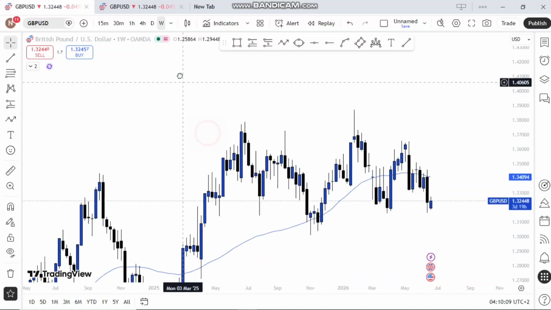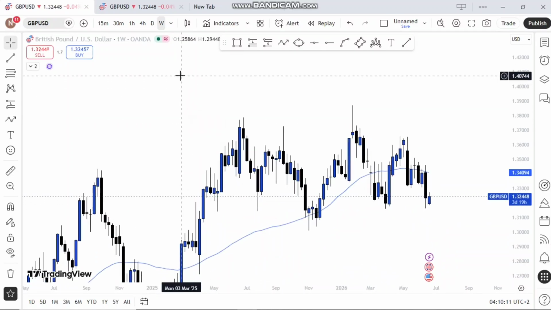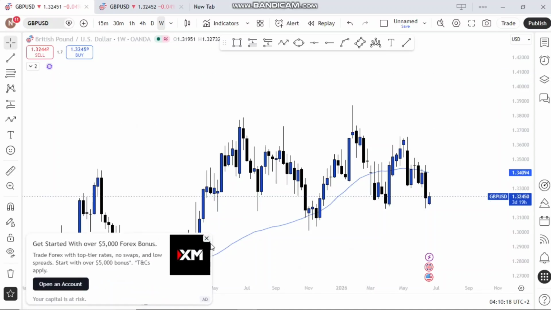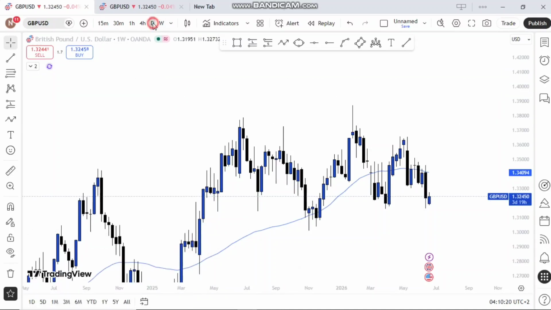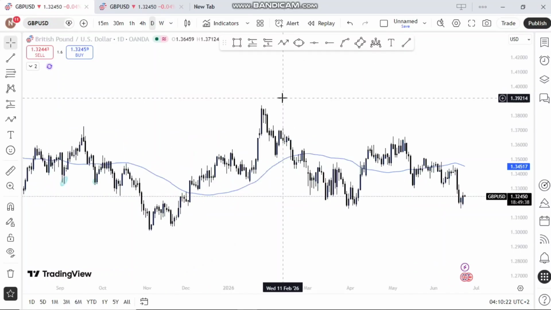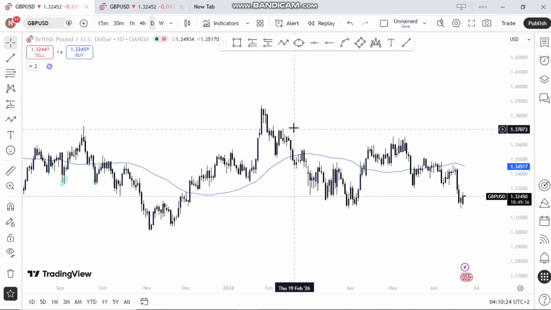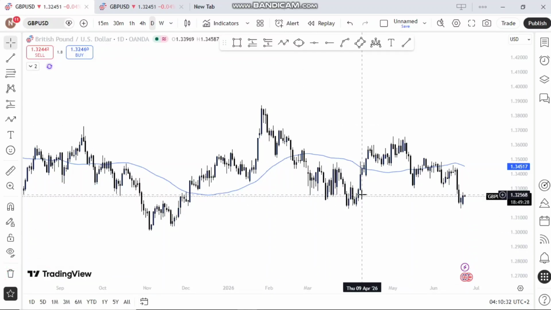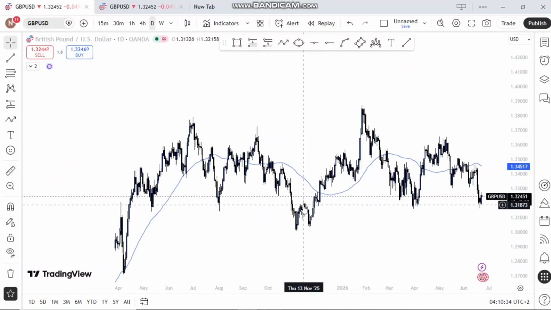But to have a clear understanding of what I'm trying to say, or to see that we are really buying, we have to move down to the lower time frames. The weekly time frame is just to see the overall trend, the overall direction. There's not much analysis going into it. So now this is the daily. The daily also adds more confirmation to what I'm saying.